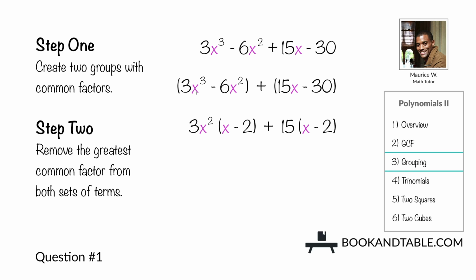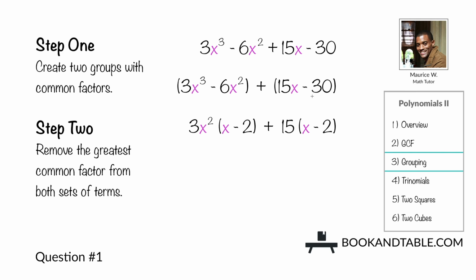When you divide 3x cubed by 3x squared, you get x. 3 divided by 3 is 1. X cubed divided by x squared is x. And when we divide the second term by the common factor, we get negative 6 divided by 3, which is negative 2. X squared divided by x squared is 1, so that cancels out. So 3x cubed minus 6x squared is equivalent to 3x squared times x minus 2.